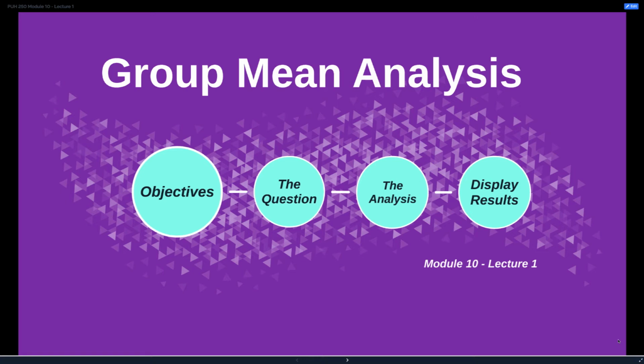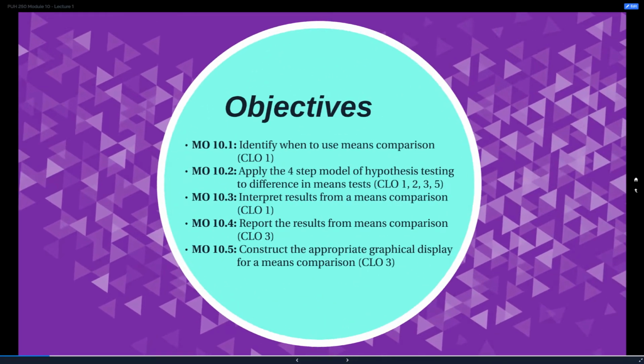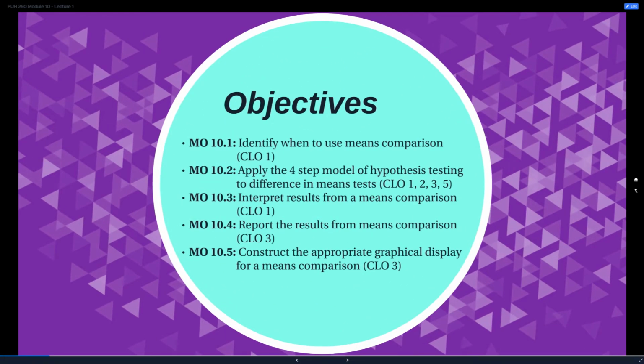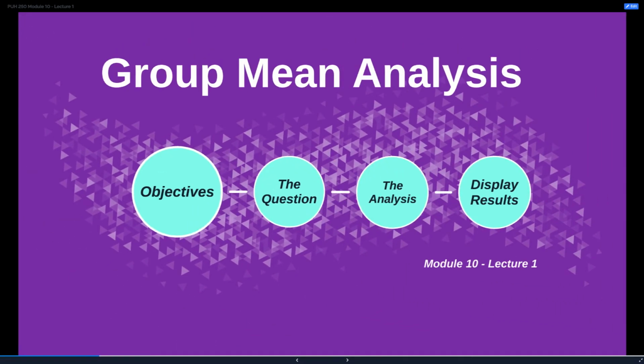We'll now take a closer look at a group mean comparison. That is when you have a categorical X and a continuous Y. Our objectives here are to identify when to use the means comparisons, apply the four-step method of hypothesis testing that you learned in the prior module to difference and mean tests, interpret results from a means comparison, report the results from a mean comparison, and then construct the appropriate graphical display for a means comparison.